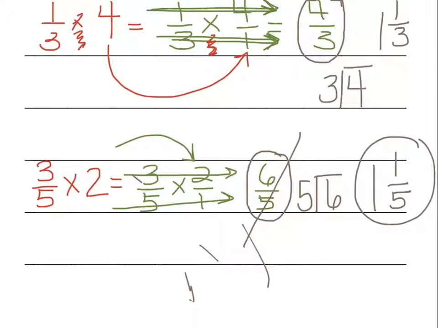So again, remember, turn your whole number into a fraction. Multiply straight across the top, straight across the bottom. When you come up with an improper fraction, don't forget to convert it into a mixed number from your improper fraction. That's it. Let's do a couple when they give them to you with words.